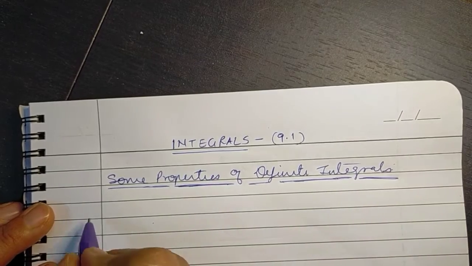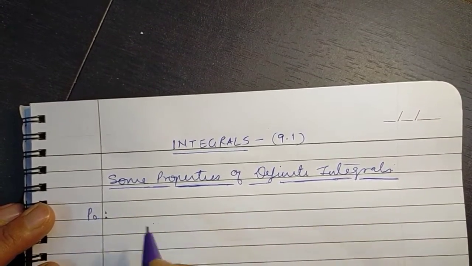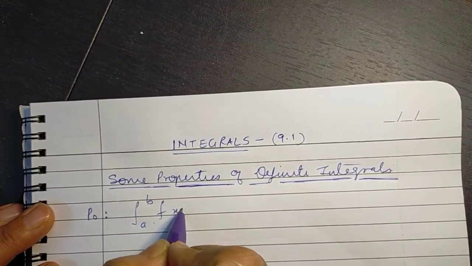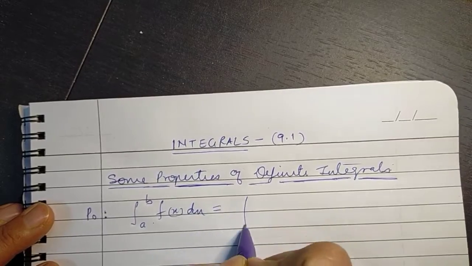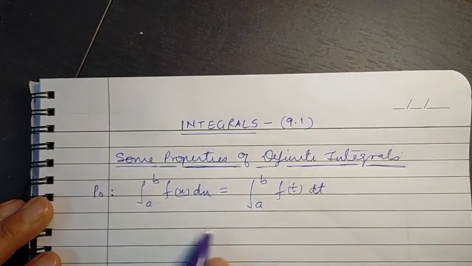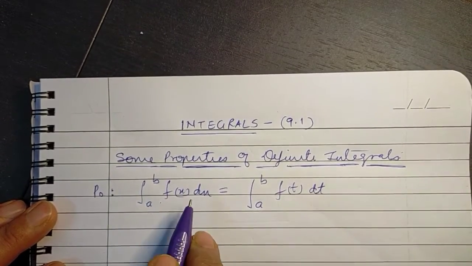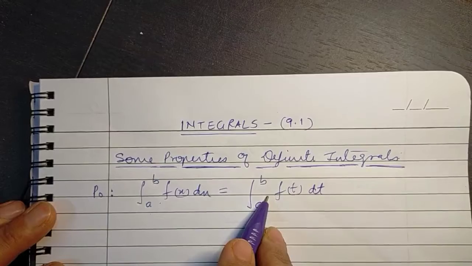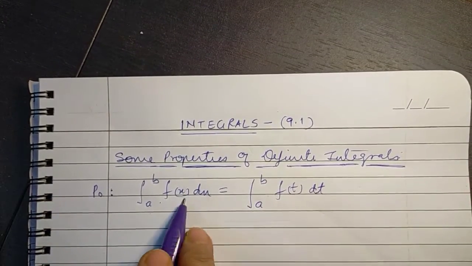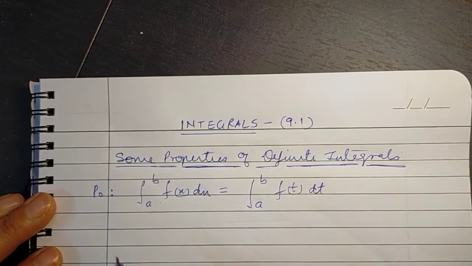So let's start. The first property, which we will name P0, says that the integral from a to b of f(x) dx is equal to the integral from a to b of f(t) dt, which very clearly means that with the limits remaining the same and the function remaining the same, if you simply change the variable of integration, the value of the definite integral remains the same.